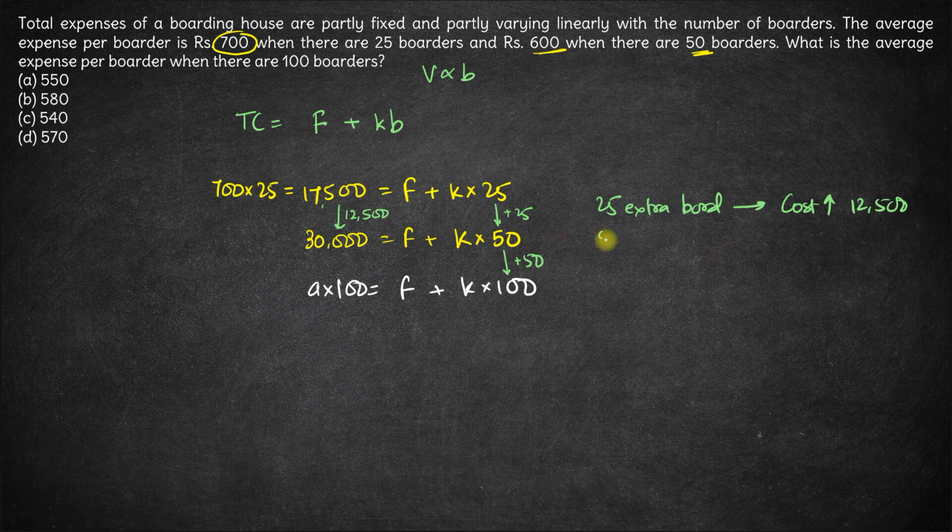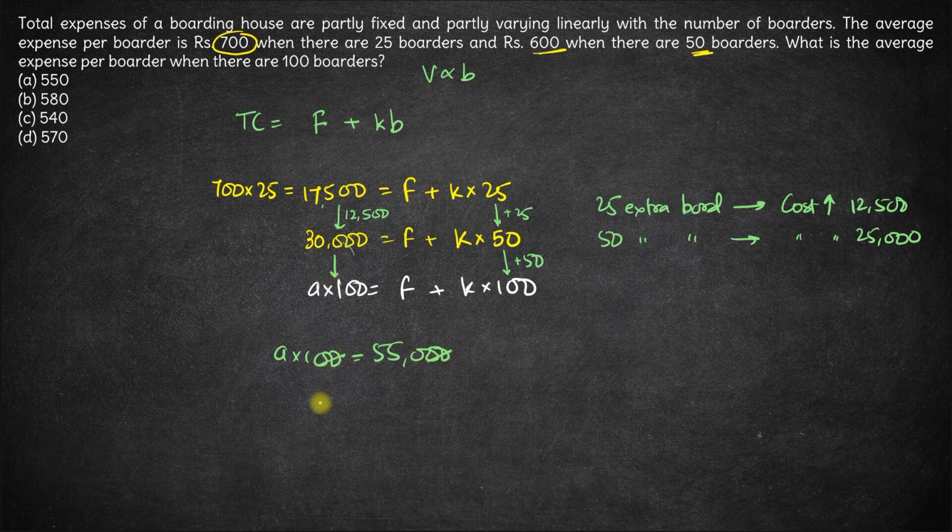Now from here to here, the increase in the boarders is 50. So if you have 50 extra boarders, the increase is twice, so the increase in cost should also be twice, 25,000. So here the total cost will increase by 25,000. So the total cost, which is A into 100, should be equal to 30,000 plus 25,000, which is 55,000.